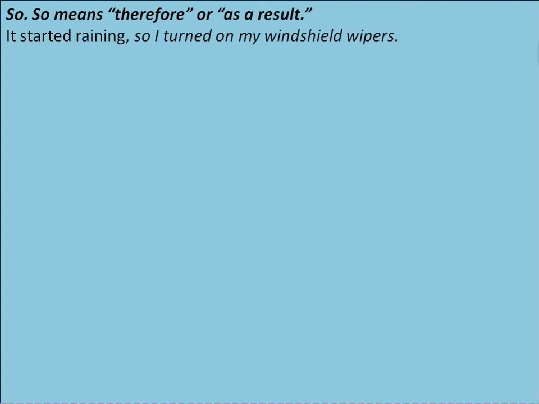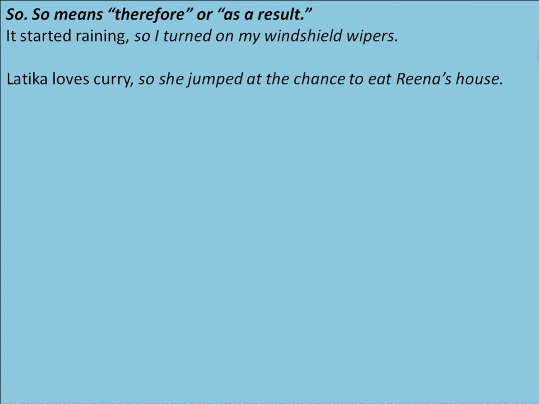The second use of "so," for example, Latika loves curry, so she jumped at the chance to eat at Reena's house. Here the second clause used with the coordinating conjunction "so" makes sense only if we already have prior information that Reena likes to cook curry. If we don't have any information that Reena cooks curry, how could we jump at the chance to eat it, right? So Latika might have the prior information that Reena cooks curry very nicely, and therefore she jumped at it, right? So here we are establishing a result only if we have information on that, right?